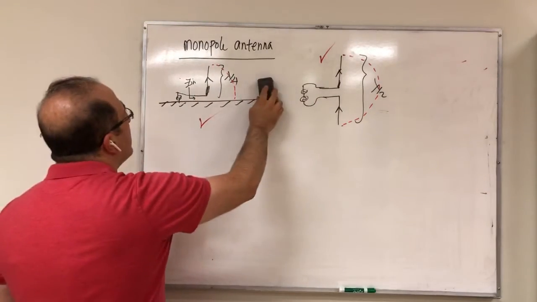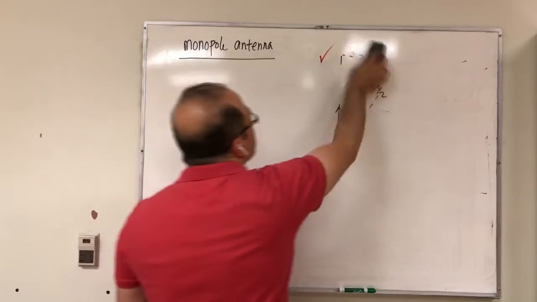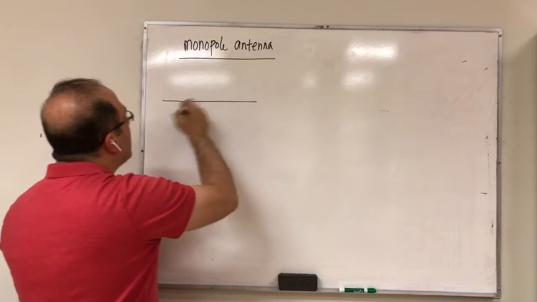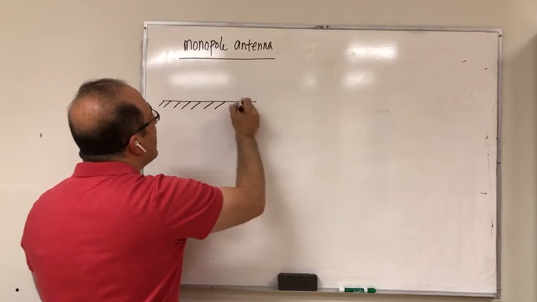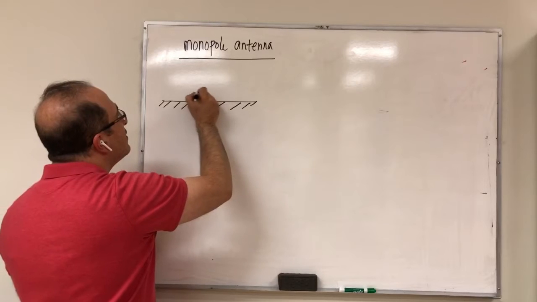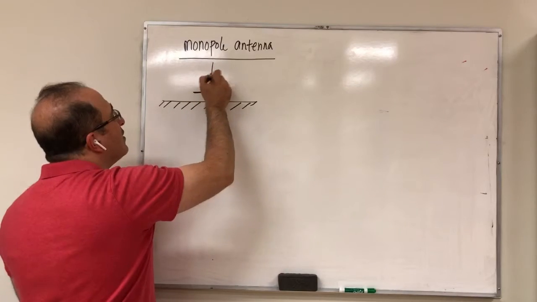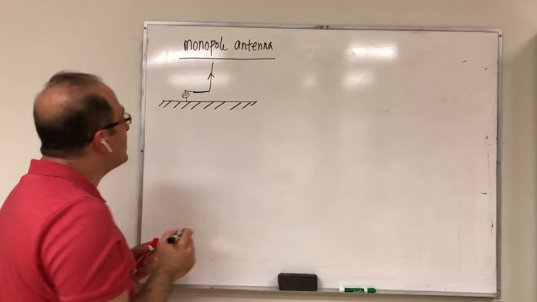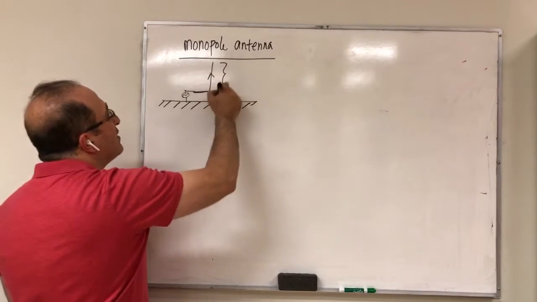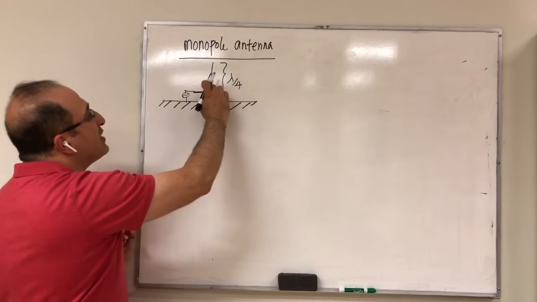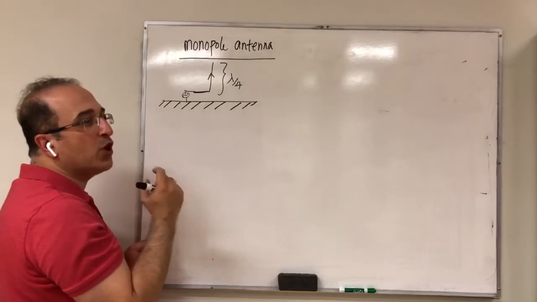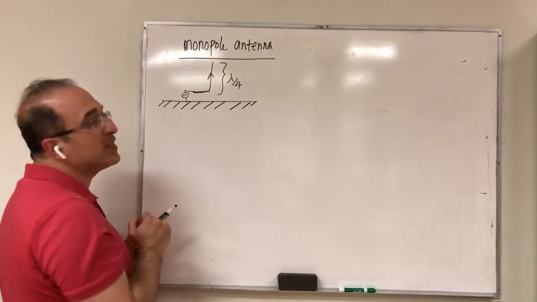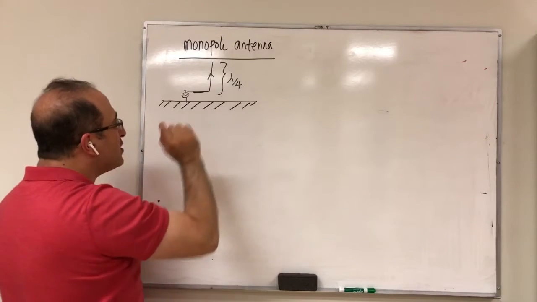So let me plot this again. I'm going to ask a question. Let's say I have this monopole antenna. This is the source that drives it, and I'm assuming that this is a quarter wavelength. The excitation gap is so tiny, but because I want to show the voltage source, I emphasize it a little bit. So this should be extremely tiny.